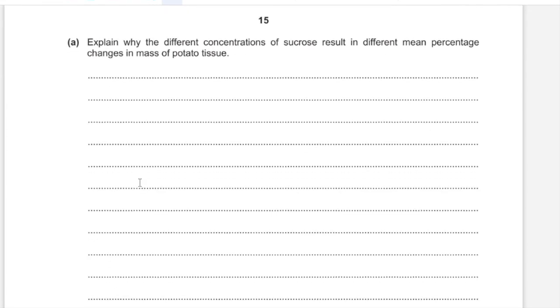Explain why different concentrations of sucrose result in different mean percentage changes in mass of potato tissue. Water moves down the water potential gradient by osmosis, and this change in mass occurs due to movement of water either into the potato tissue or out of it. The movement depends on the concentration of the beaker it was put into and the concentration within the potato tissue.